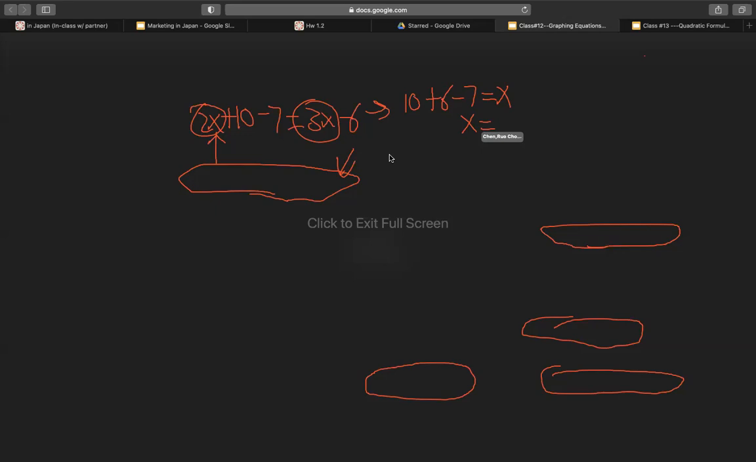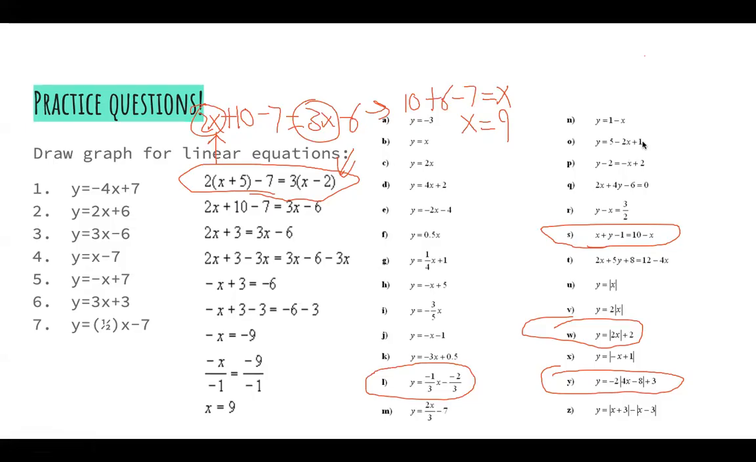Is there some problem with your screen share? Oh, never mind.